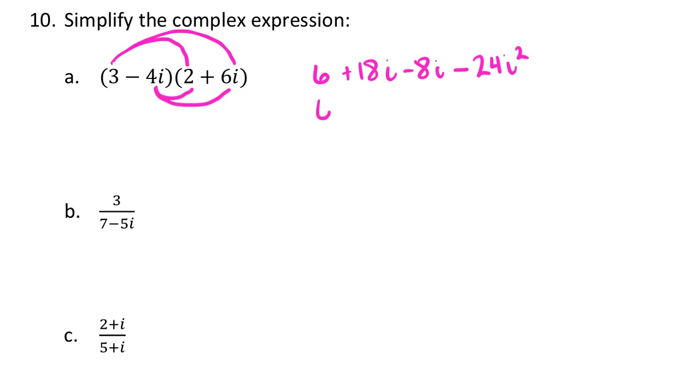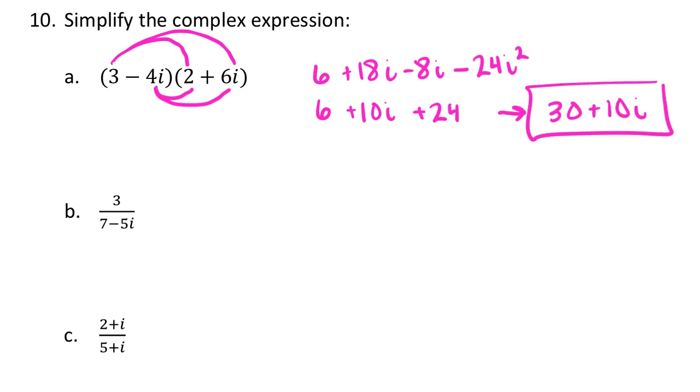Okay, a couple things here. We can go 6. We can go 18i minus 8i is 10i. And then we can rewrite negative 24i squared as plus 24. 6 plus 24, 30 plus 10i. Okay, the trick there is knowing that i squared is negative 1. And what that does is it just changes the sign of what it's on.